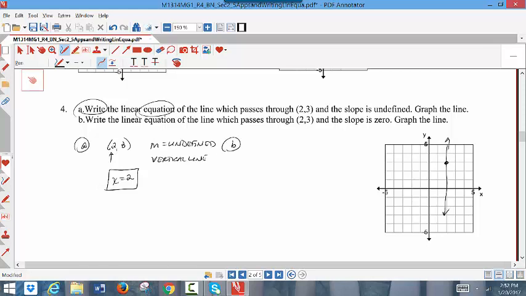Part B. It says write the linear equation of the line which passes through point (2, 3). It's going through the same point, (2, 3), but this one has a slope of 0. So it's going through the point (2, 3), and its slope is 0. Well, a slope of 0 is a horizontal line. And if it's a horizontal line, we know it must be a y equals equation. And if it's a y variable, then it's going to be y equal to the y value in the ordered pair. So there are the answers to both of those situations. x equals is a vertical line, y equals is a horizontal line.